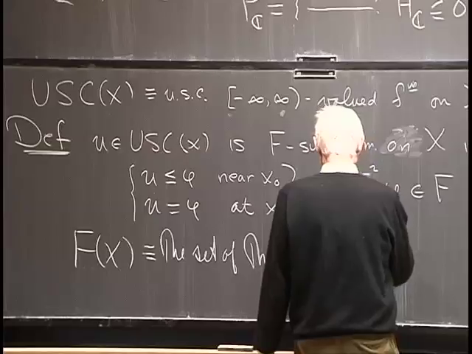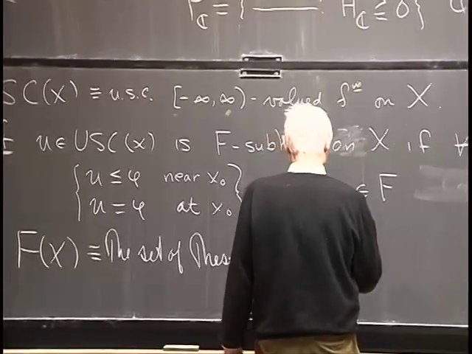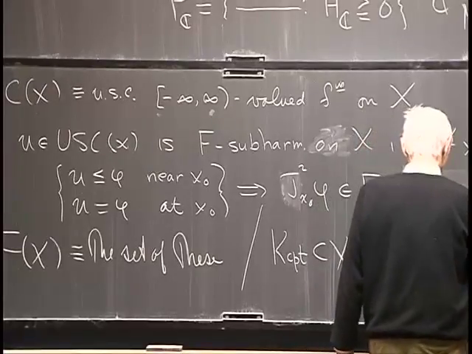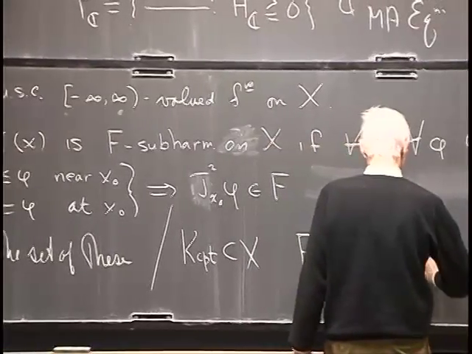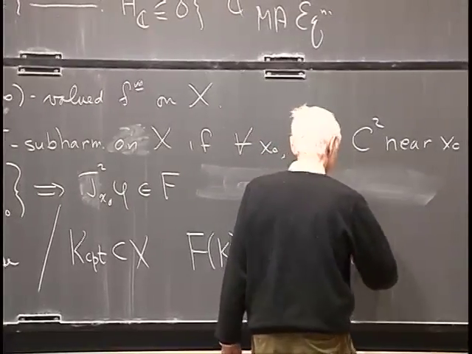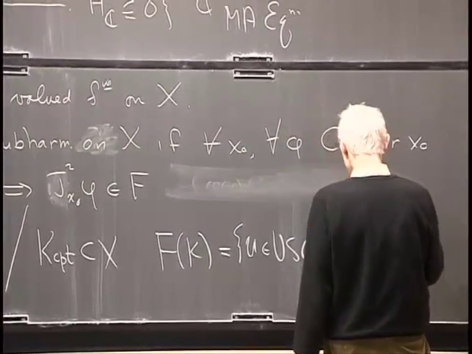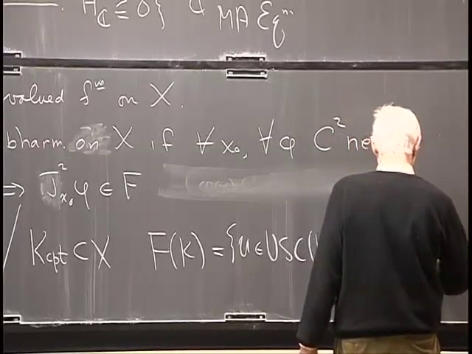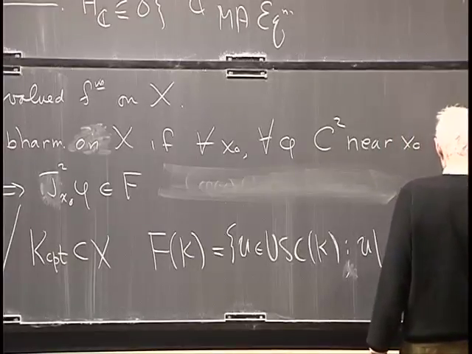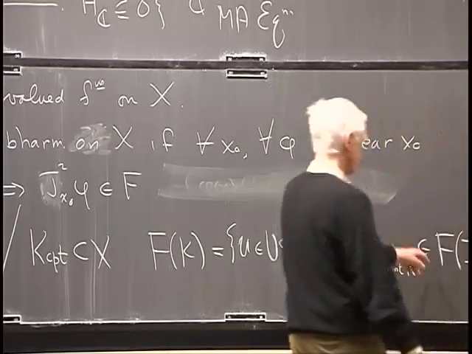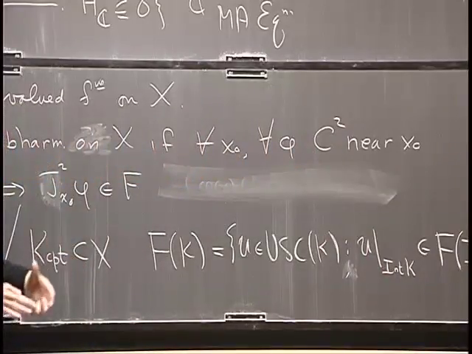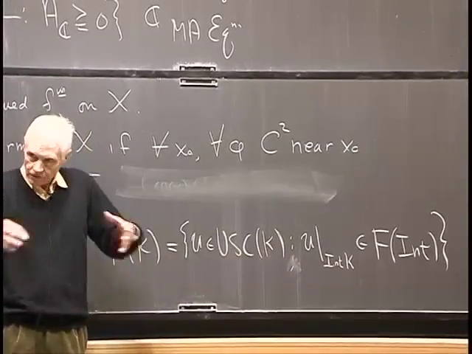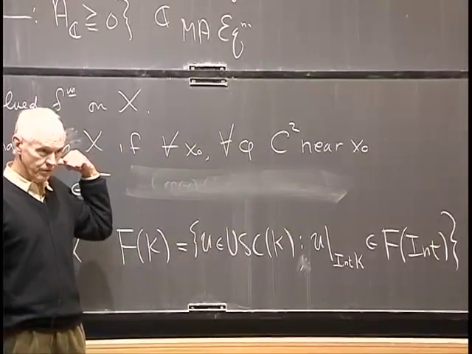If I have a compact set K, then I'm going to use the notation that F of K is equal to those functions which are upper semi-continuous on this compact set, such that their restriction to the interior of K is in F of the interior. This definition makes sense only for open sets. But if you have a compact set, then this is the right definition. Something which is upper semi-continuous on the closure and F-subharmonic on the interior satisfies this definition.